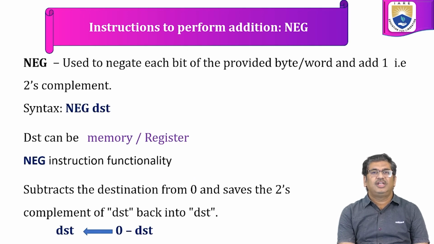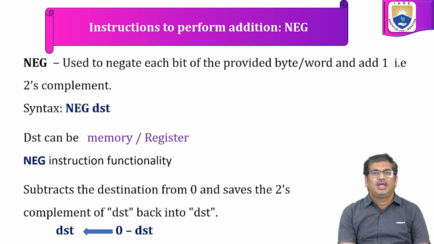The next instruction is NEG. It is the negate instruction. It is used to negate each bit of the provided byte or word and add 1. It is the same as performing the 2's complement on the operand. The syntax of the instruction is NEG destination. The destination can be a memory location or a register.